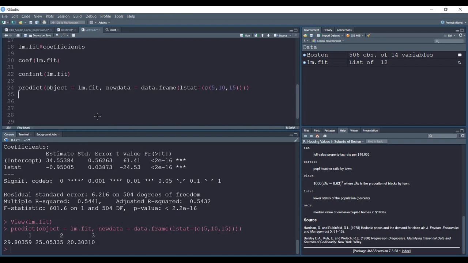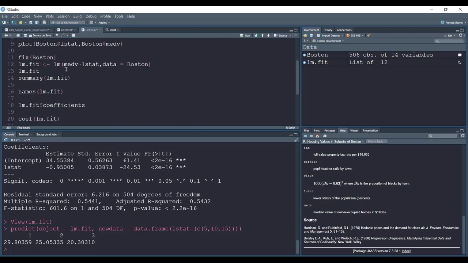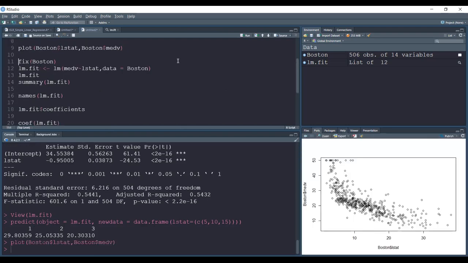So this is without a confidence interval. This is just the fit. We're making predictions over here. So let's do it this way because it's going to be quite hard to understand what's going on.